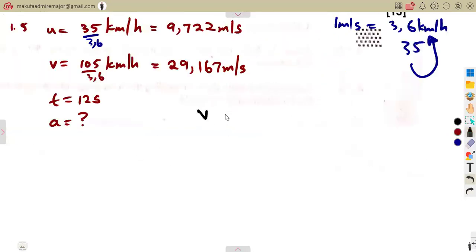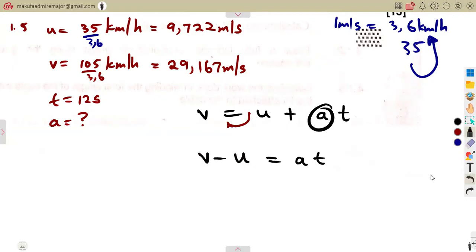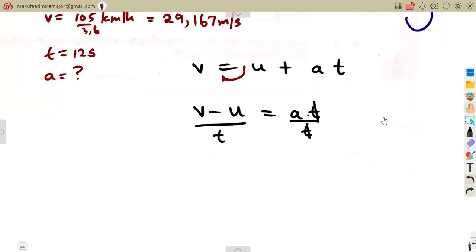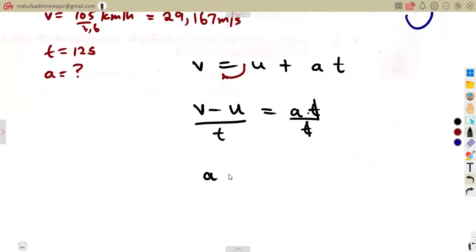So from that formula, V is equal to U plus at. You want acceleration, you can make it the subject, just transpose. It'll be V minus U is equal to at. You are multiplying by this acceleration, so divide by the time to remain with acceleration. So in actual sense, our acceleration is equal to V minus U over t.